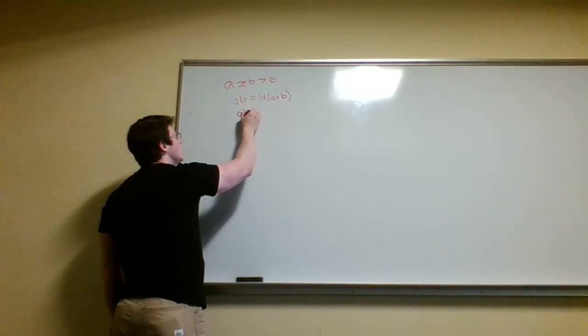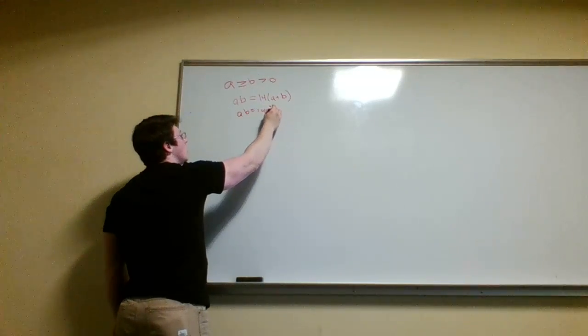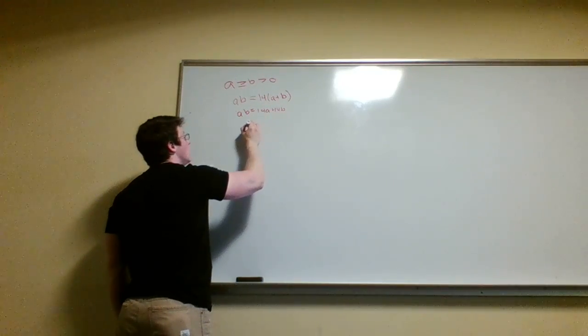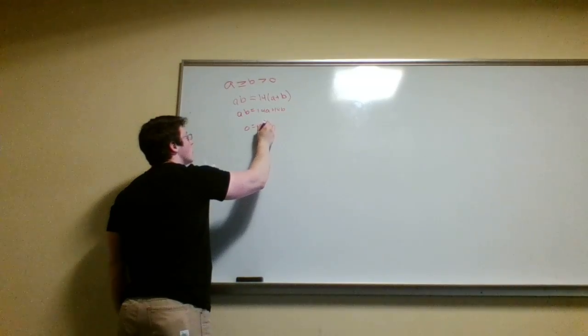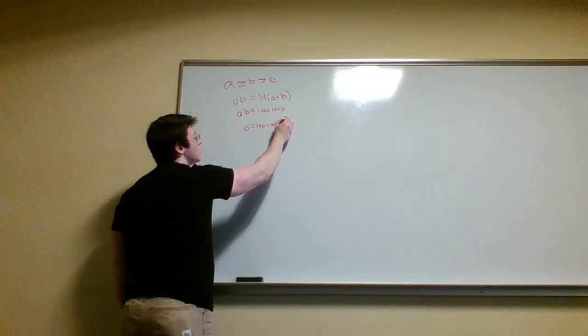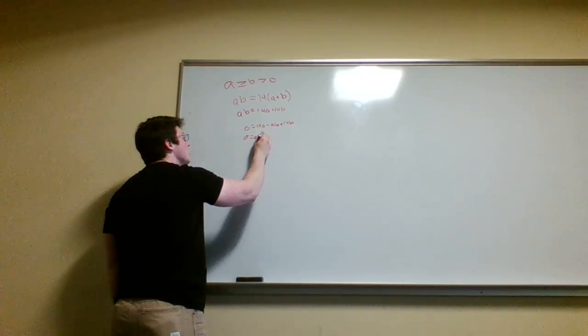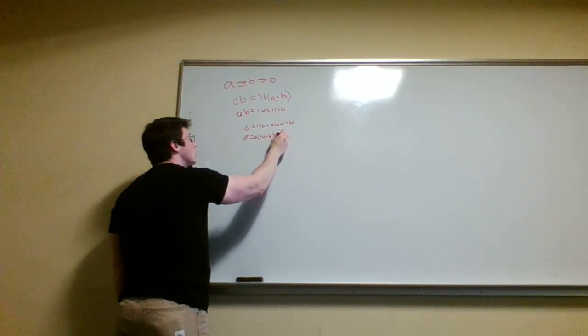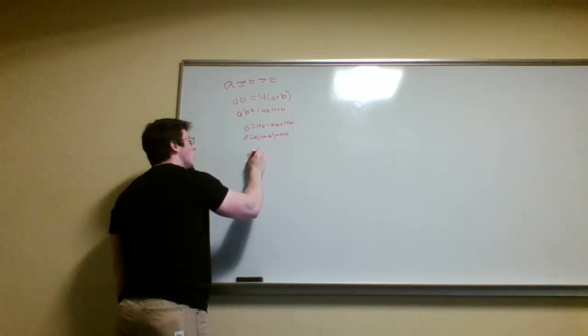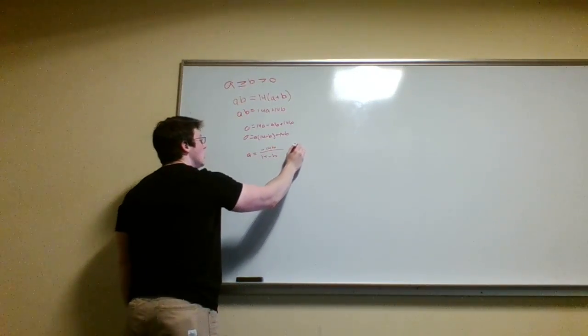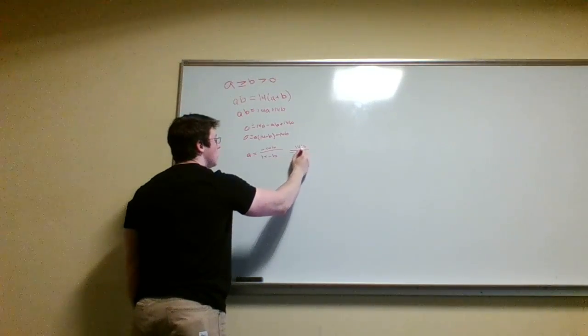So let's distribute: AB equals 14A plus 14B, so 0 equals 14A minus AB plus 14B. Right? So now 0 equals A times (14 minus B) plus 14B. So A equals negative 14B over 14 minus B, which is 14B over B minus 14. My bad.